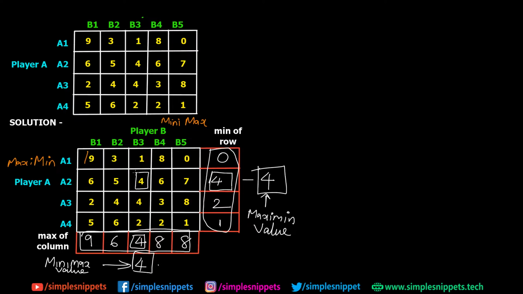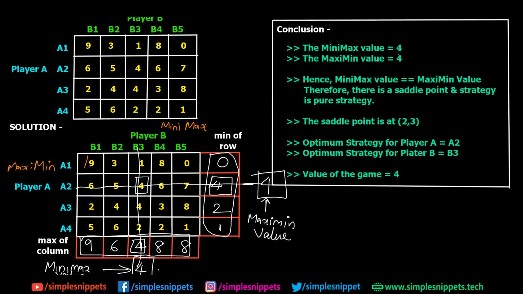So this is that saddle point over here. You can see this is that row and column intersection, right? So we've reached our final answer and we've got the saddle point. We have also got the value of the game and we can see that MaxiMin value is equal to MiniMax value. So this is how you write down the entire final answer. The MiniMax value is equal to 4. The MaxiMin value is equal to 4. This is what we just found out. Hence the MiniMax value is equal to MaxiMin value. Therefore there is a saddle point and the strategy is a pure strategy.